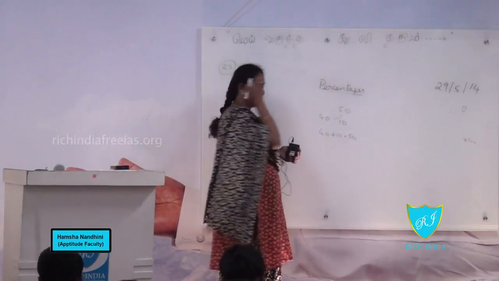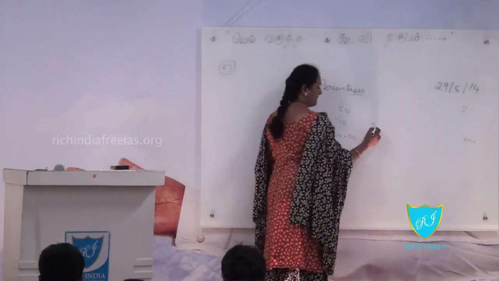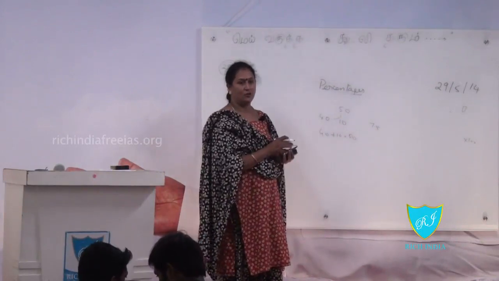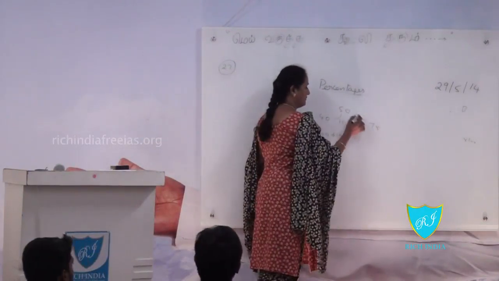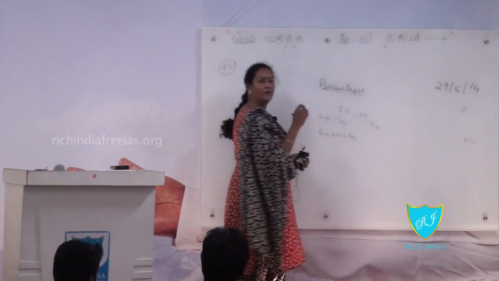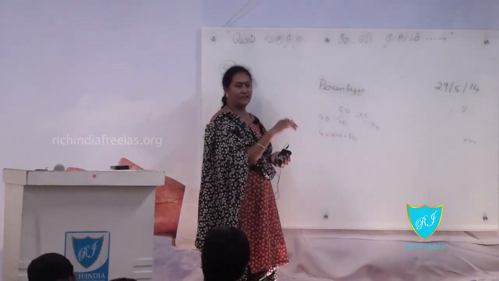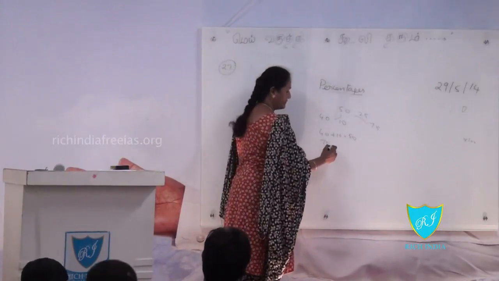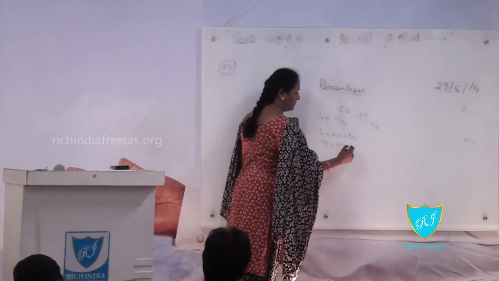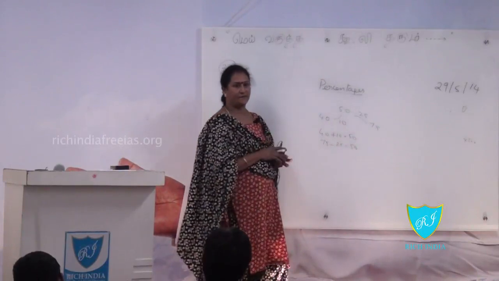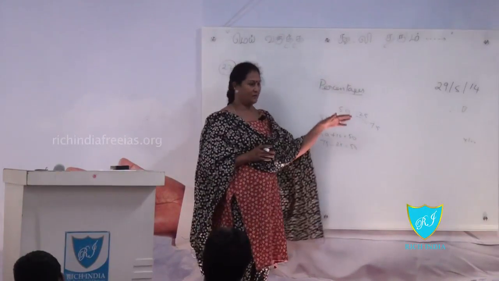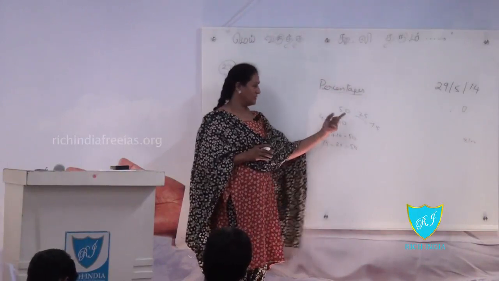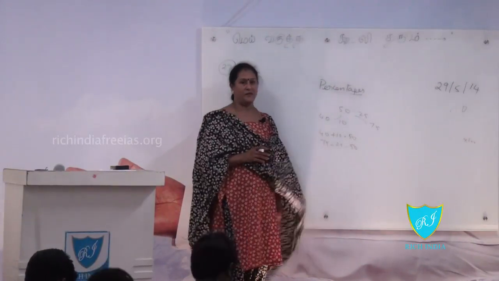Suppose he gets 75. Then by how many marks does he clear the exam? 25. So if they say getting 75, he cleared the exam by 25, then with the marks which he gets, when you subtract 25, you get the pass mark. So whatever marks excess, subtract and you get the pass mark. Whatever marks short, when you add, you get the pass mark.